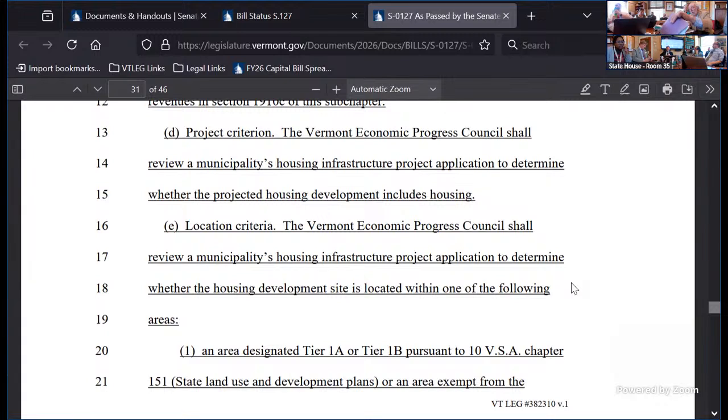Here it's dramatically simplified. There's just one project criterion. VEPC reviews the project application to determine whether the housing development includes housing. And again, it's just includes. It doesn't specify minimum floor area, it doesn't specify minimum units, just that it's got to include housing.